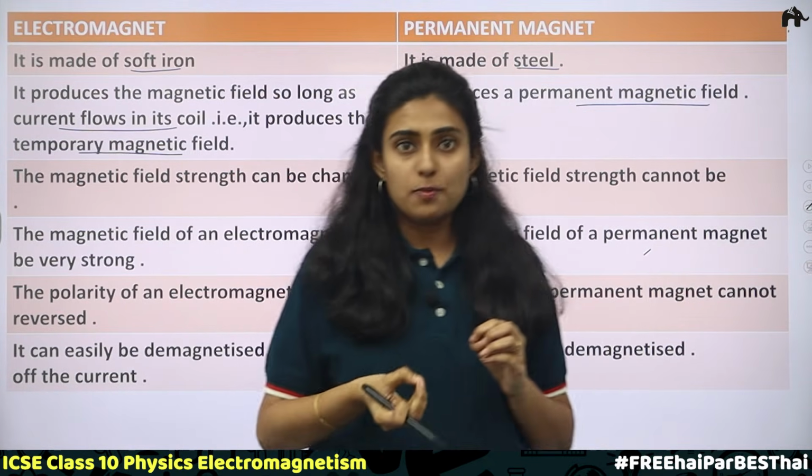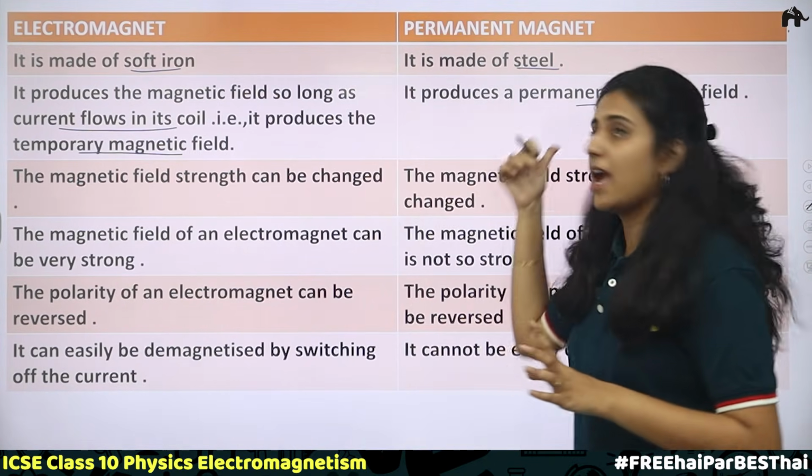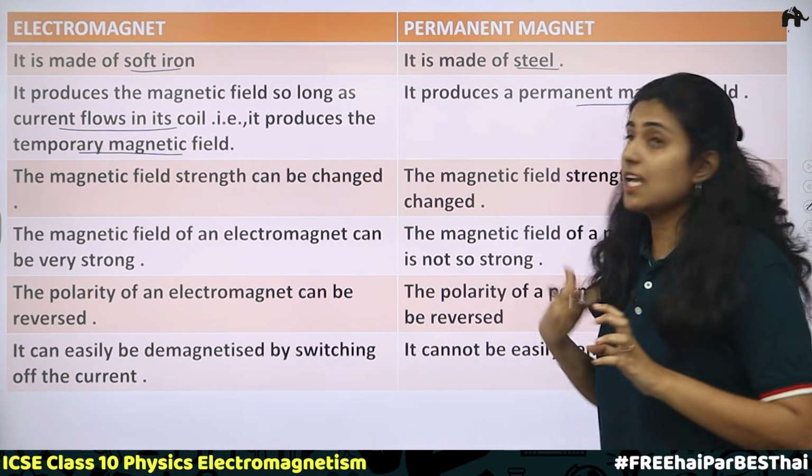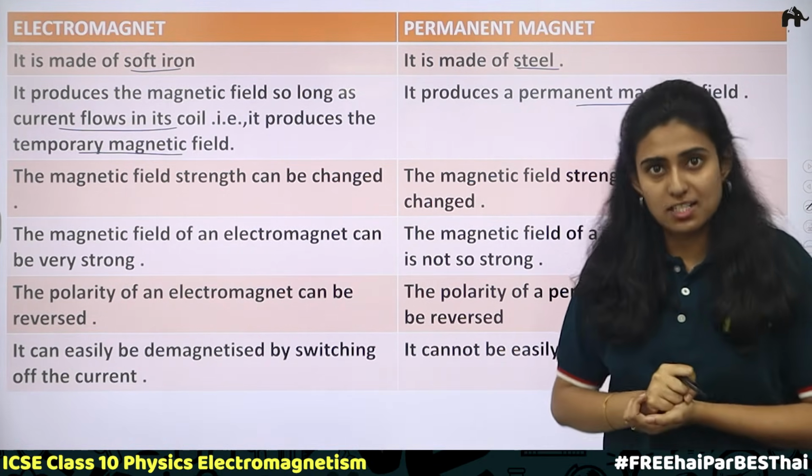Even if the current stops flowing, still then it has the magnetic property. The steel piece will be magnetized and it can show magnetic properties. It can attract metals to it.